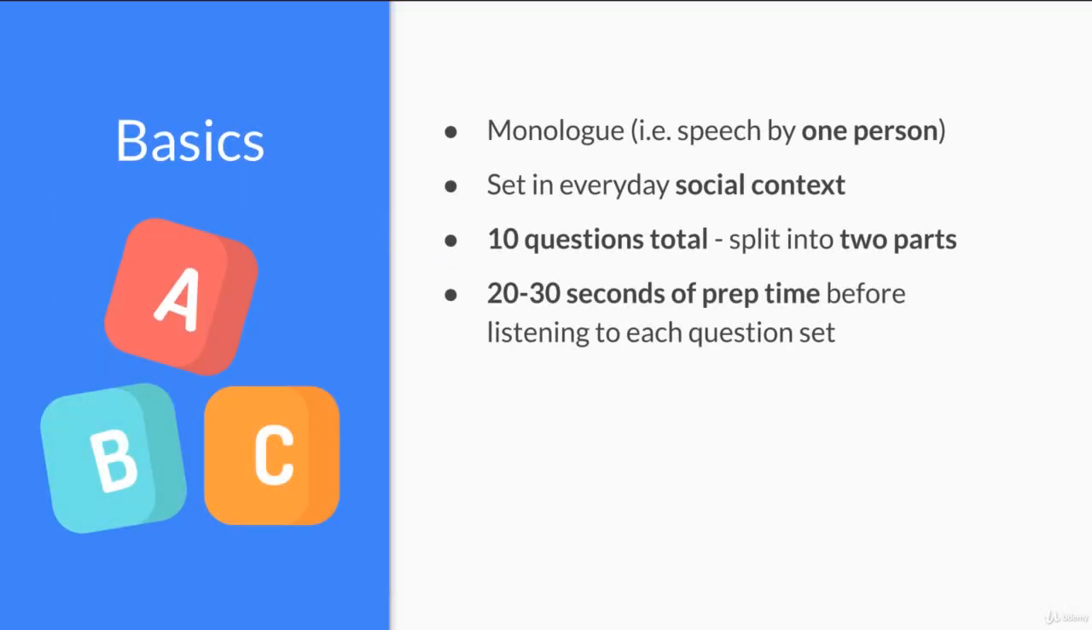As we've already discussed, section number 2 is going to be a monologue, which is a speech by one person. It's going to be set in an everyday social context. There are going to be a total of 10 questions, and similar to section 1, section number 2 is also going to be split up into 2 parts. So you're going to have 2 sets of questions, and before each set, you're going to have a prep time of 20 to 30 seconds.